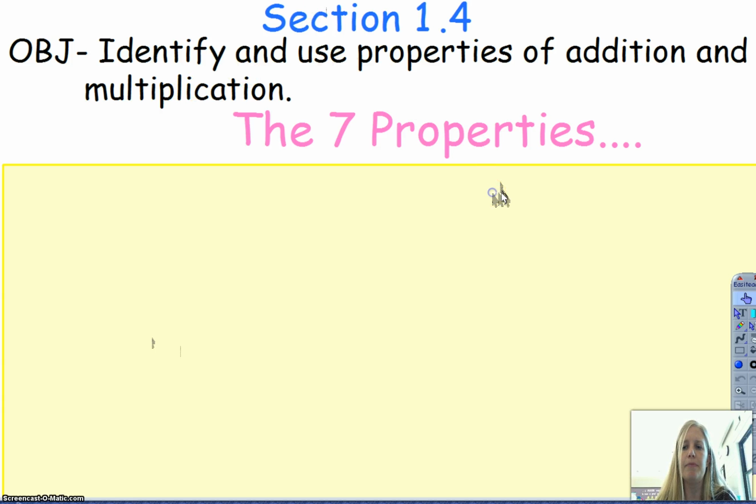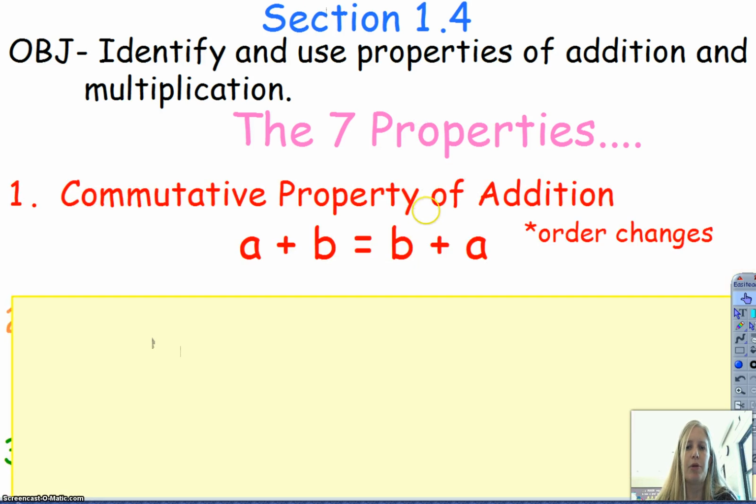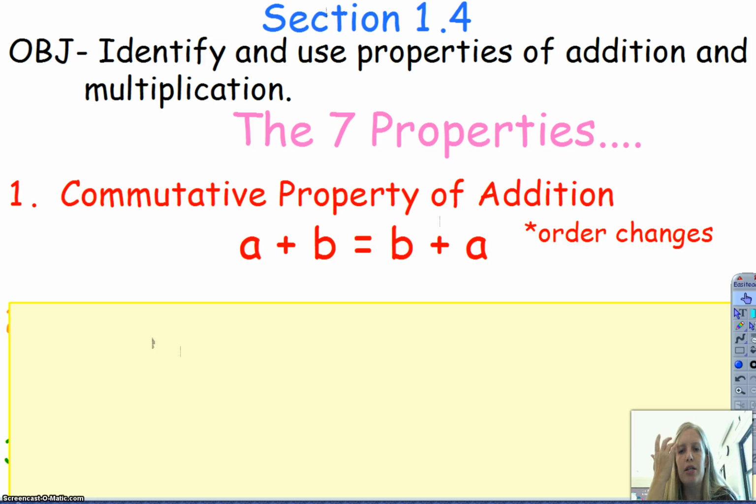The first property is the commutative property of addition. And you're going to write that whole thing down. You're not going to abbreviate. Commutative property of addition means that A plus B is the same thing as B plus A. And order changes, and I put that with an asterisk there to kind of remind you this. So example, 2 plus 3 is the same as 3 plus 2. You end up at the same answer.